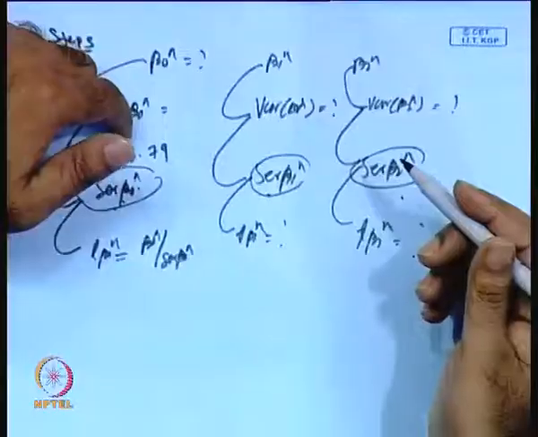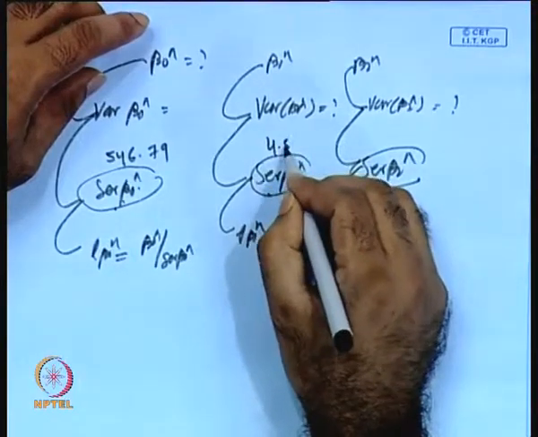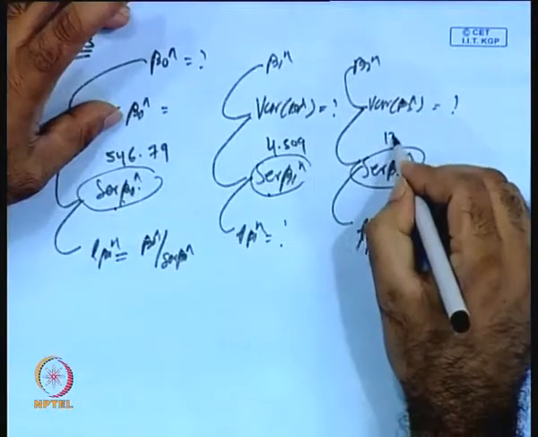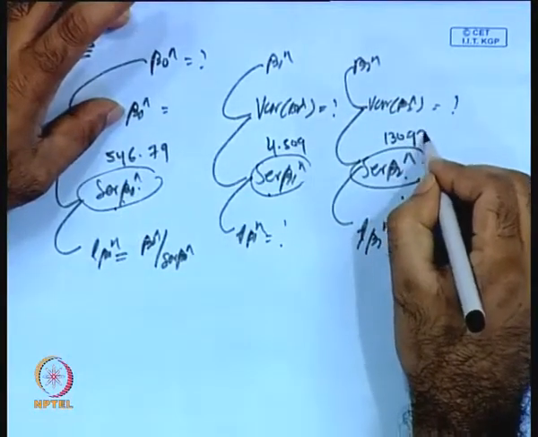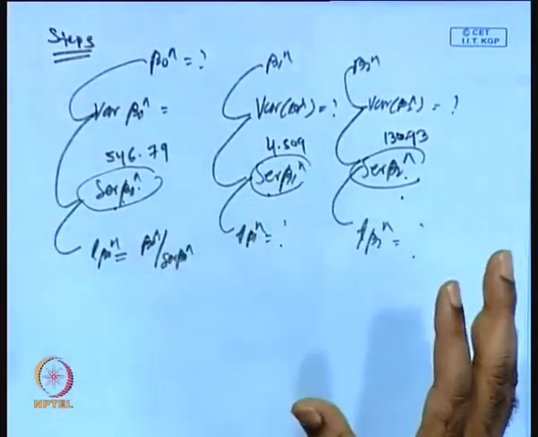So, now by this process we have received a standard error of beta 0 hat equal to 546.79, standard error of beta 1 hat equal to 4.509, and standard error of beta 2 hat is nothing but 130.93. By the way, you can also skip the standard errors and directly get t of beta 0 hat, t of beta 1 hat, and t of beta 2 hat.